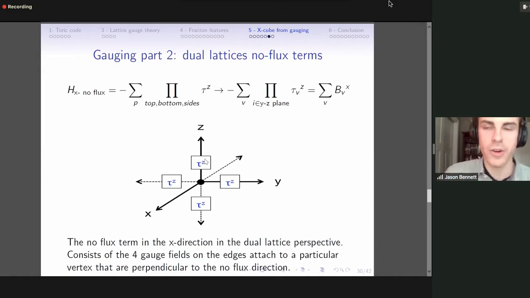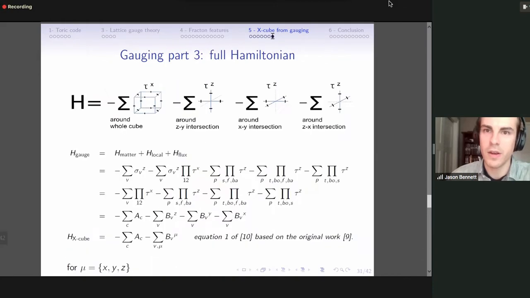And I'm going to make a further identification to mimic the toric code again. I'm going to call these no flux terms around a particular axis. So if none of the gauge fields are on the X, I'm going to call that BV of X, where that means that all the gauge fields are on the other axes. So at this point, I have exactly what I started with, this X cube gauge field.